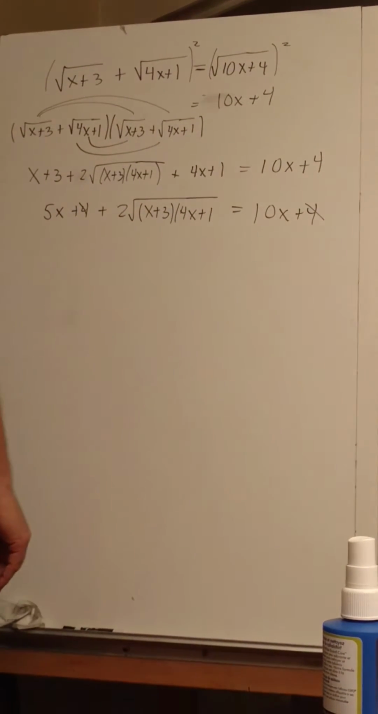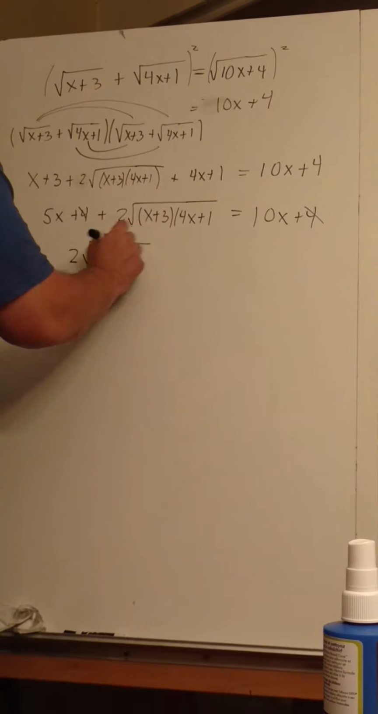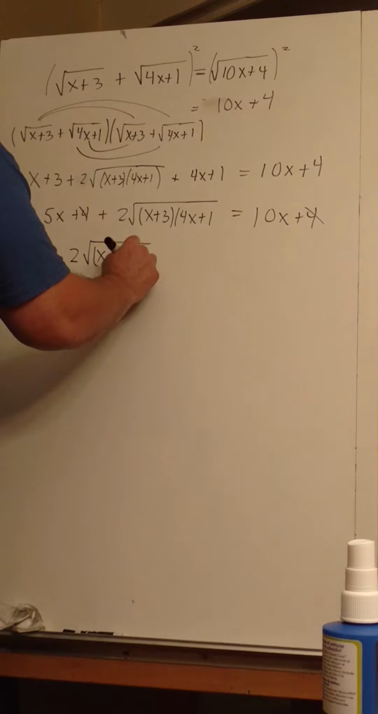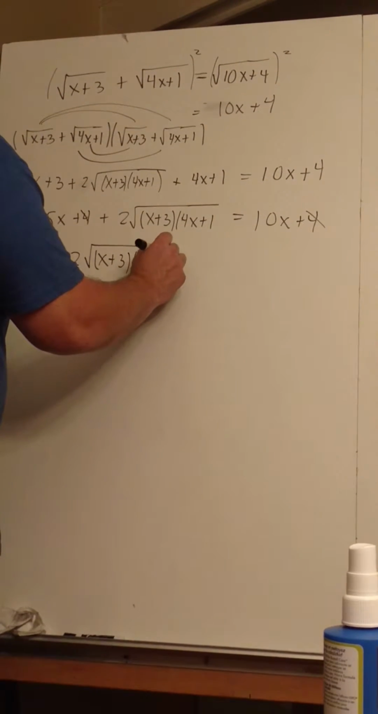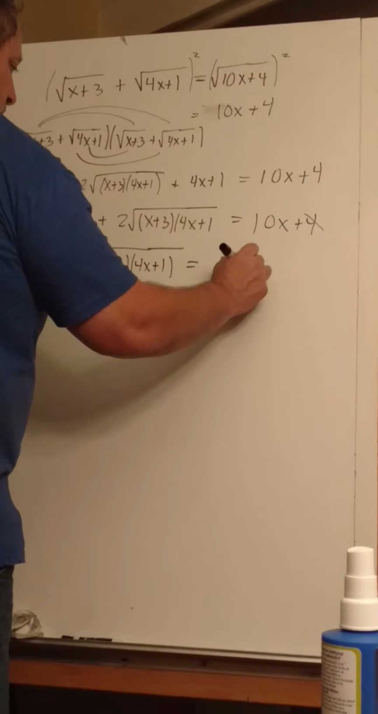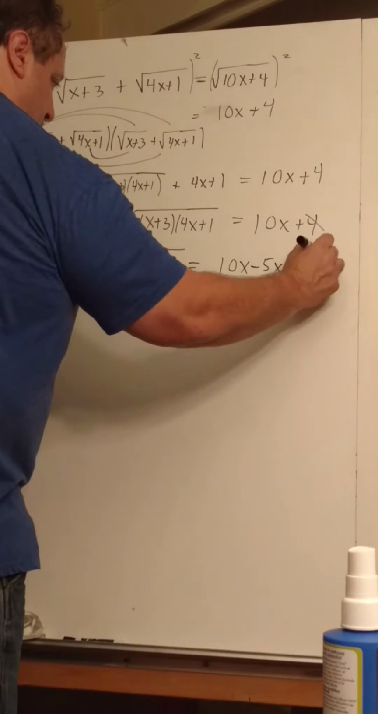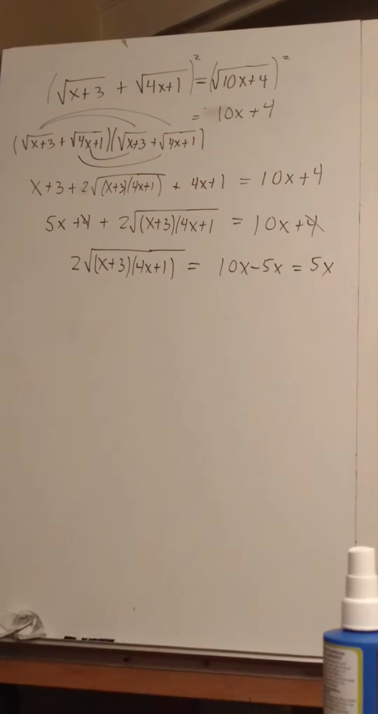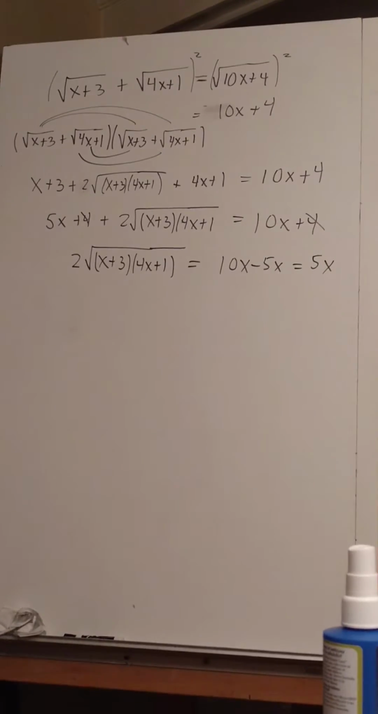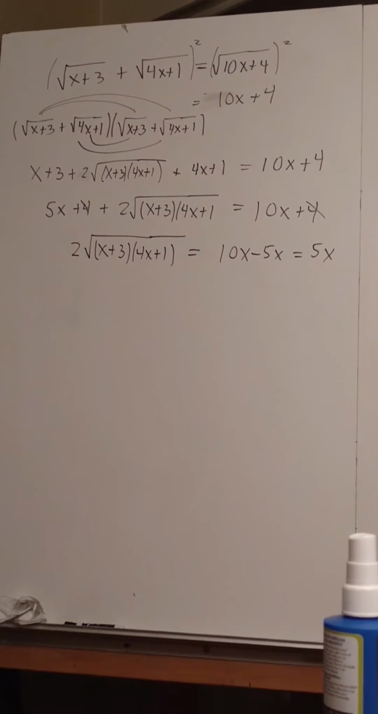And then if I subtract 5x from both sides, what am I left with? 2 times the square root of x plus 3 times 4x plus 1 equals 10x minus 5x, or 5x. Everyone see that? Now you can see this is not going to be too bad, is it? What am I going to do now? Divide both sides by 2.